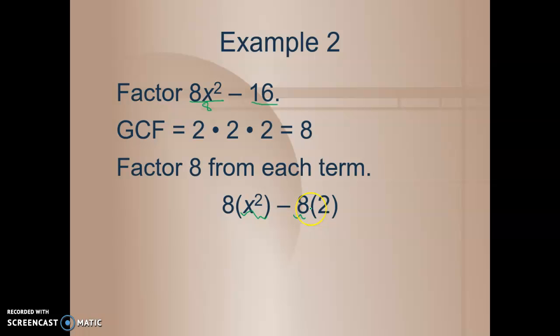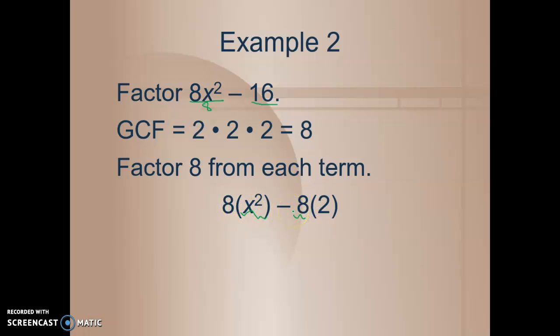Factoring is like the reverse distributive property. Before we were multiplying things to get rid of parentheses, now we're putting the parentheses back in. We're factoring, or dividing each term, by the greatest common factor. So our first term can be rewritten as 8 times x squared, and our second term can be rewritten as 8 times 2. We want to have that common factor there.